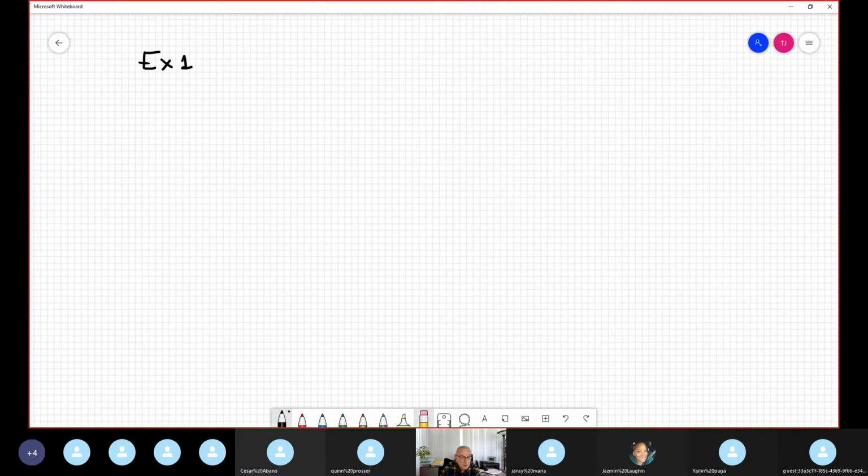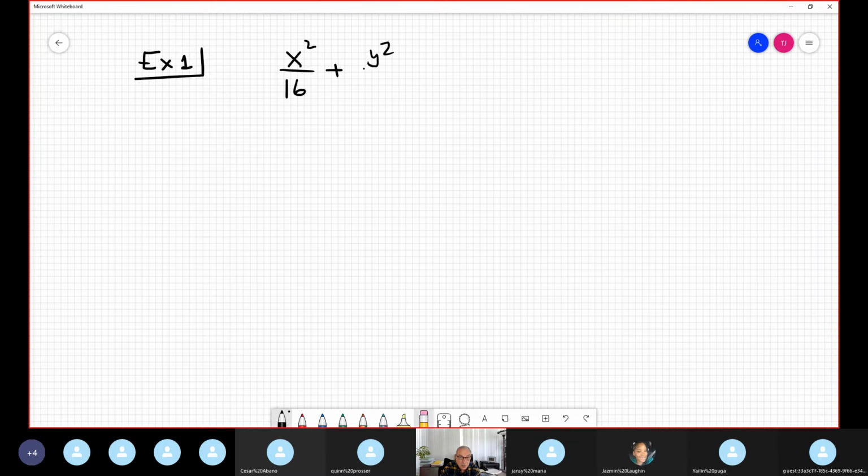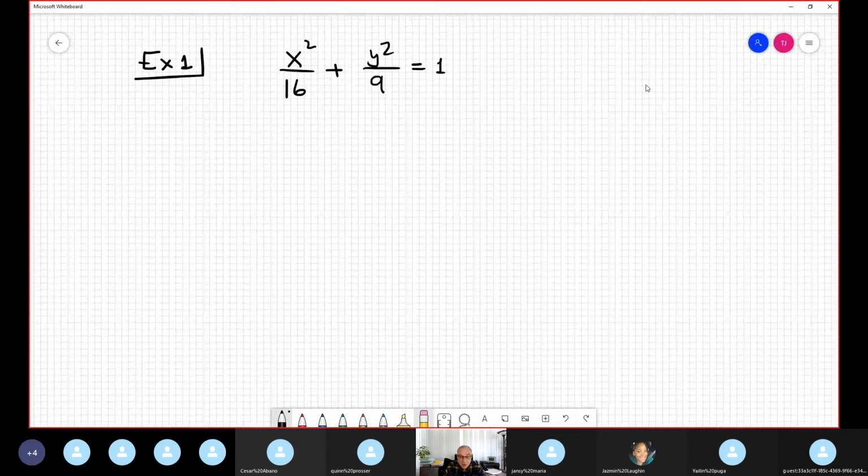Now, example 1. Say we have this equation, x squared over 16 plus y squared over 9 equals 1. Okay, copy that. Let me try to find it in Desmos. Conic section, there you go. Conic section. Okay, identification. Number 1. Okay, we are working.